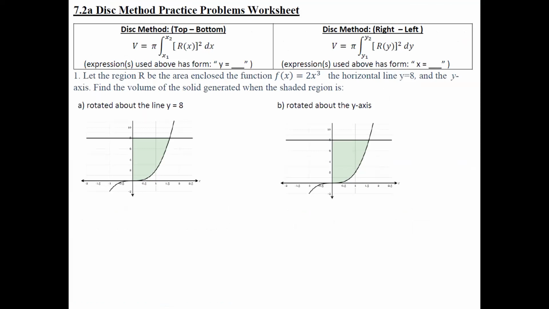Okay, so let's take a look at question number 1. It says, let R be the area enclosed in the function y equals 2x squared, the horizontal axis y equals 8, and the y-axis. Find the volume of the solid generated in the shaded region. Okay, so I'm going to go ahead and do B. And if you look at B right here, it says that this is rotating about the y-axis.